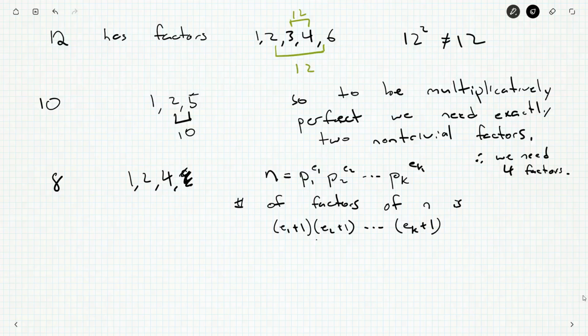But it's a useful thing to have in your back pocket. It's something you're welcome to try and prove. Try small cases, check that it works, that sort of thing. So we need 4 factors.